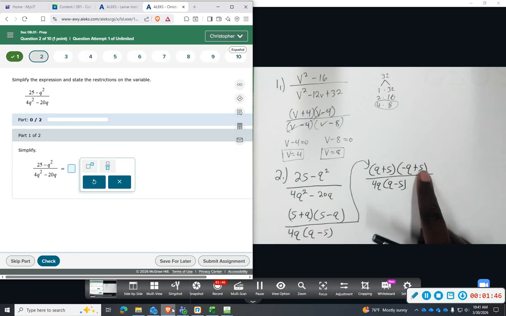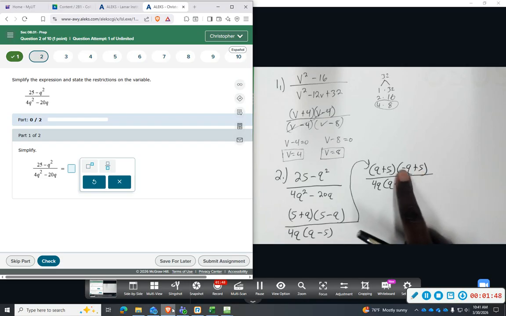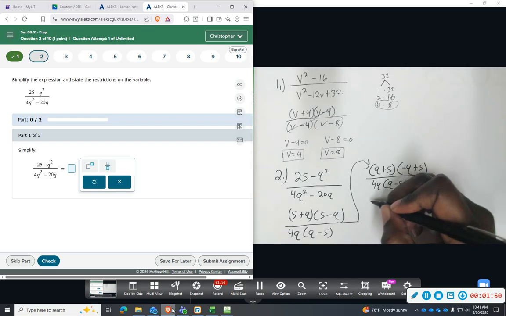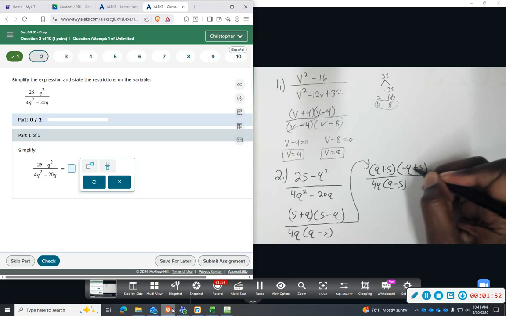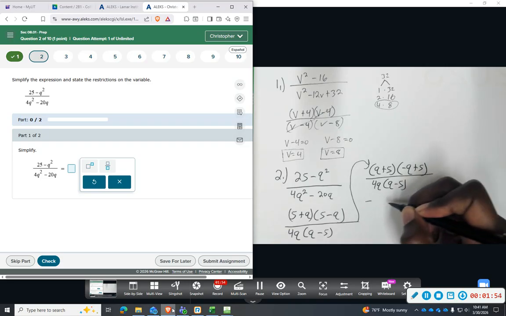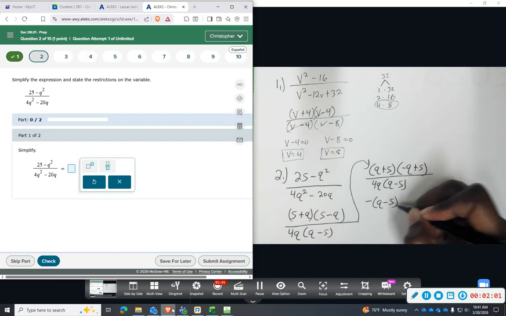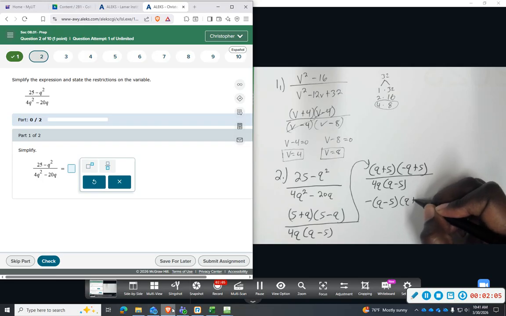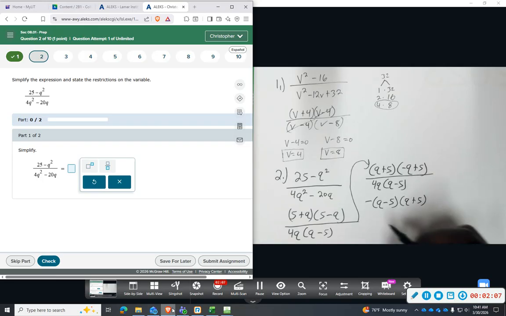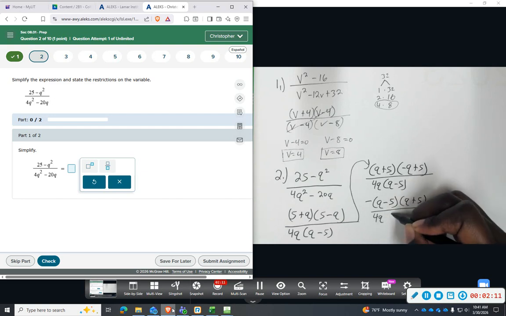Okay, so I can see the signs are backwards, so I'm going to factor out a negative 1 and then we'll get what we need. So if I factor a negative, both signs will change. So this will be a negative, and then this will become a positive q, and then a minus 5, change both signs, and here we'll get a q plus 5. And it's still over the 4q times the q minus 5.